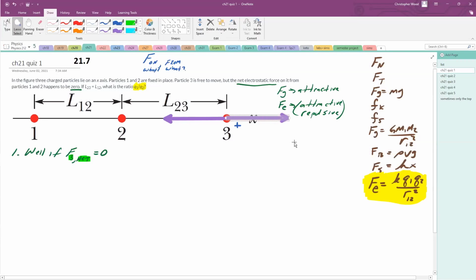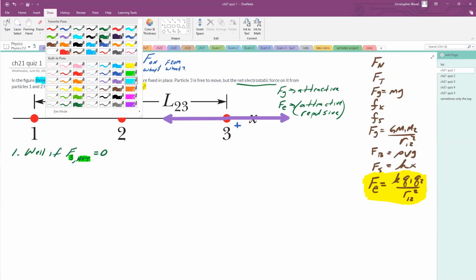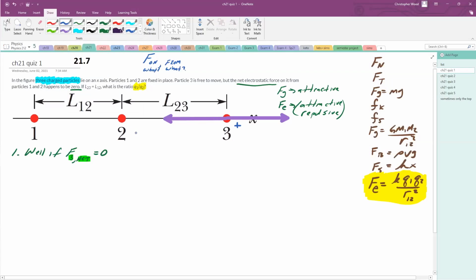And all of these particles are charged, because it says so: three charged particles. So I can't get out of this by saying maybe there's no charge on these particles. If particle 3 is positive, and this is just my stab in the dark, then I know one thing must be true. Particle 2 must also be charged, but does particle 2 have to be positive or negative? And the answer is, I don't know.